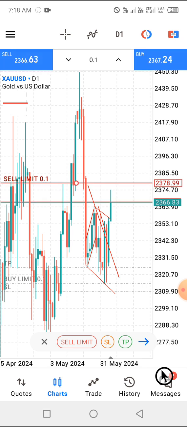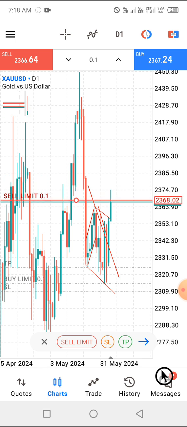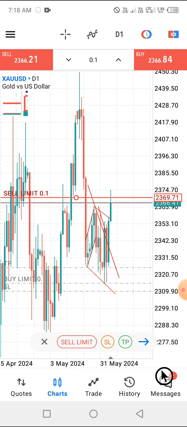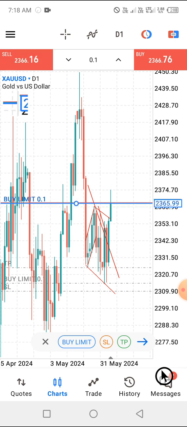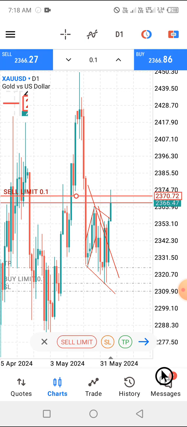Remember that price buys low and it sells high. So if the current price level is high, that is when price will sell. If it's low, you cannot place a sell limit. It's only when it's high that you can place a sell limit, because this is the current price level. So you cannot place a sell limit below the current price level. The sell limit must be above the current price level.